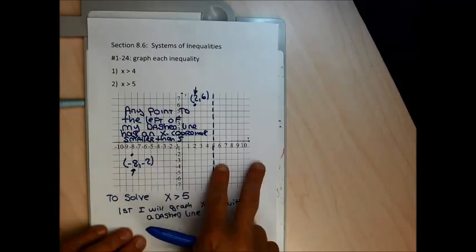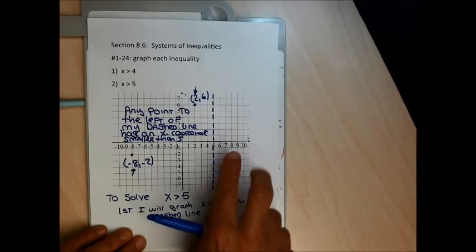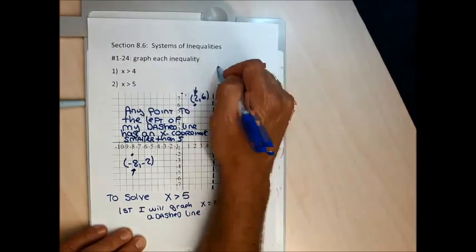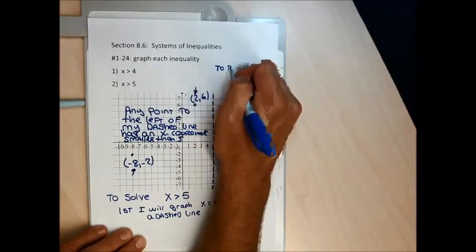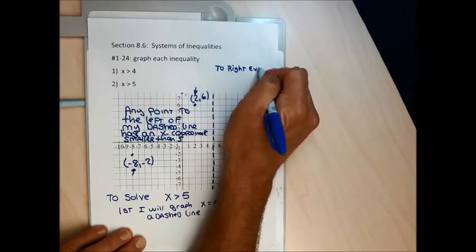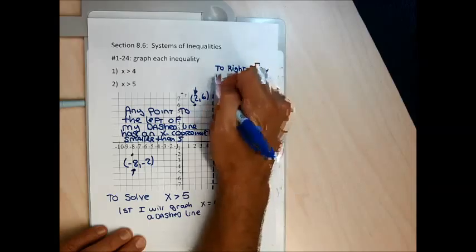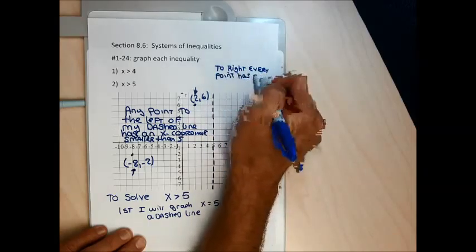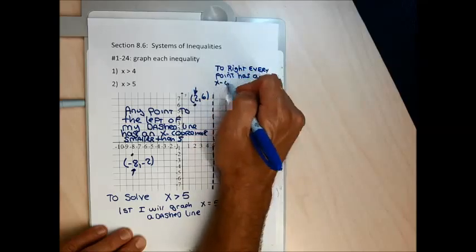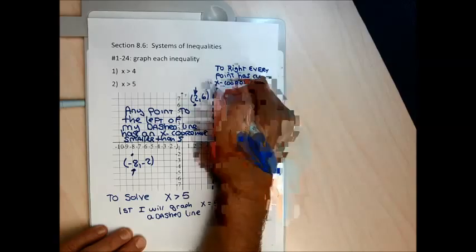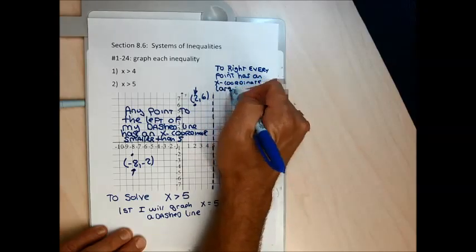On the right-hand side of the line, every point has an x-coordinate bigger than 5. Like, here's the point 6, 1. Here's the point 9, 2. So to the right of my dashed line, every point has an x-coordinate larger than 5 or bigger than 5.